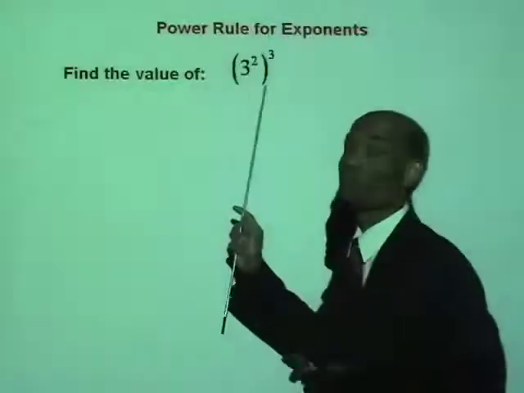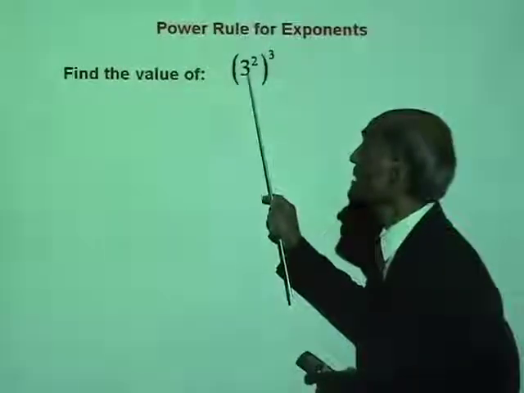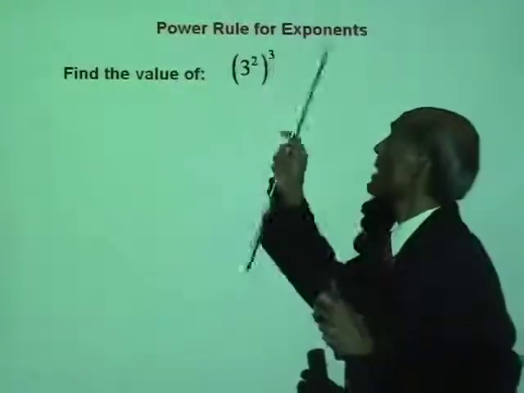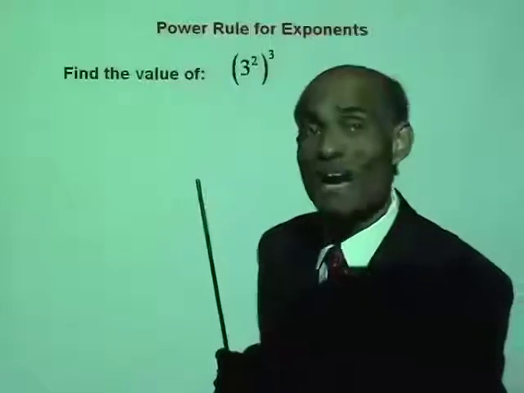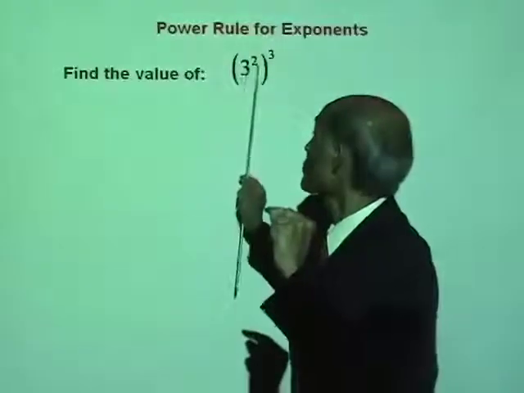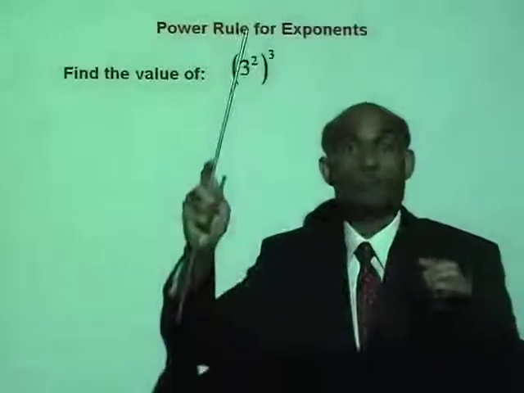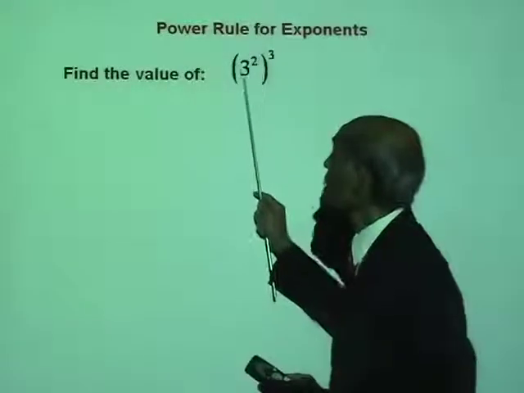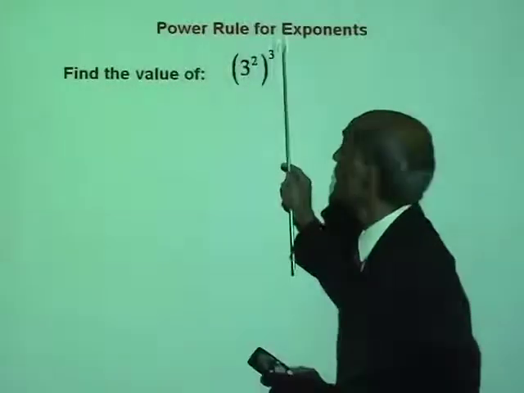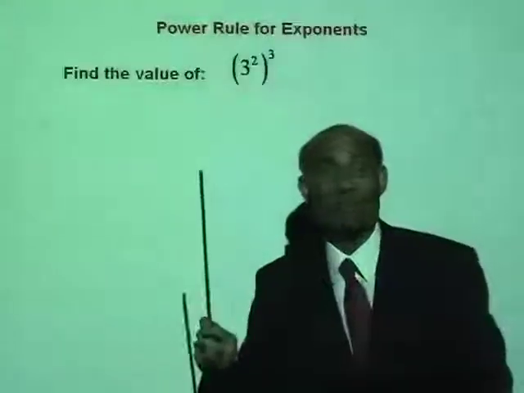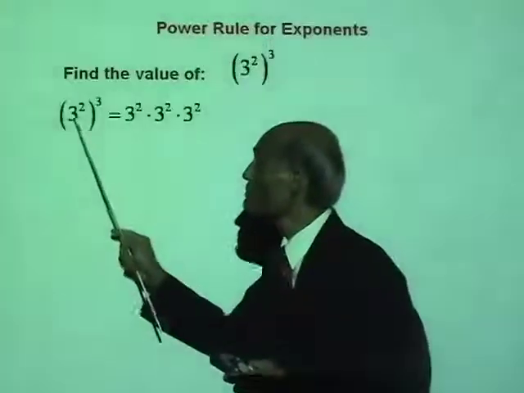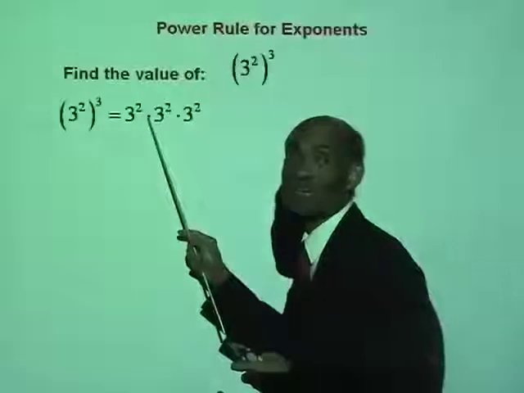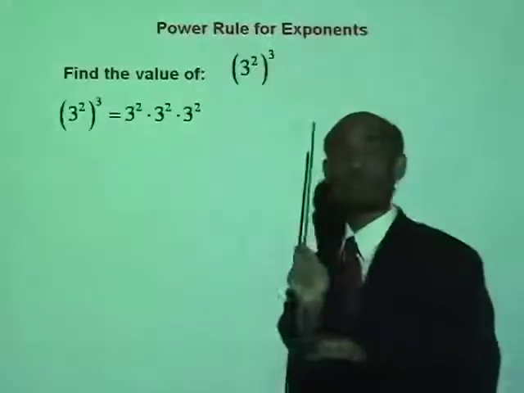Alright, let's start with this. Find the value of 3 to the power of 2, now all of that raised to the power of 3. Listen to the way I read it: 3 to the power of 2, all to the power of 3. What does that mean? It means 3 to the power of 2 is multiplied by itself 3 times. That means 3 to the power of 2 times 3 to the power of 2 times 3 to the power of 2.